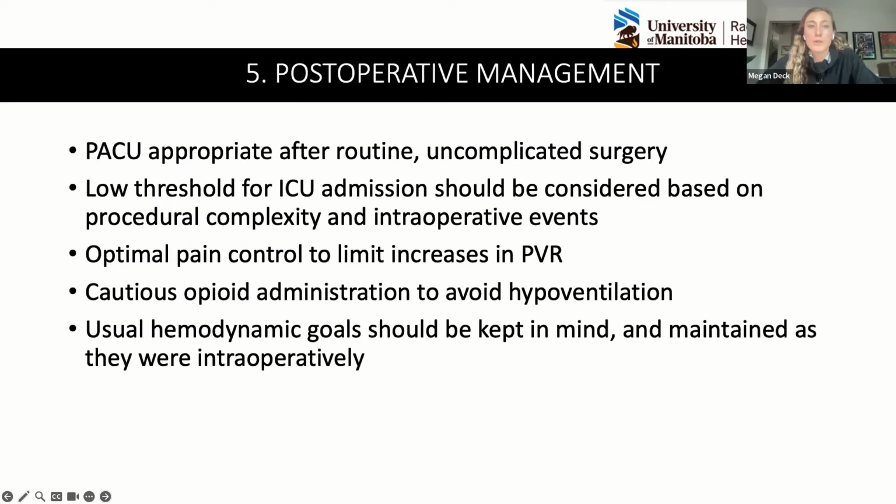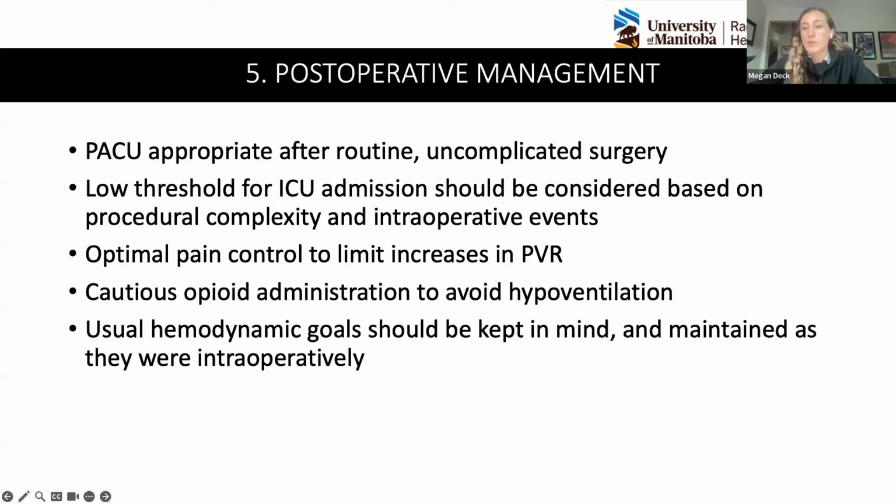So in terms of postoperative management, the tenets are pretty self-explanatory. After routine surgery without any untoward intraoperative events, most patients could be admitted to PACU with close monitoring and probably a prolonged stay just to make sure that they're doing all right. ICU admission should be considered based on procedural complexity and intraoperative events. But certainly in the case of the patient that I presented with extremely high pulmonary artery pressures, I would elect to just have him electively admitted to ICU after the case.